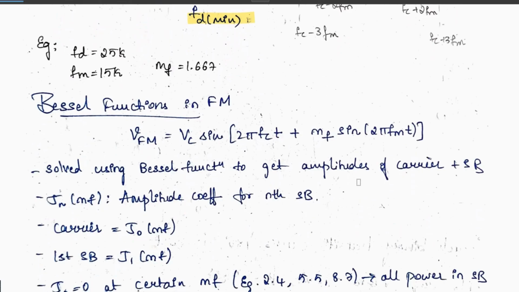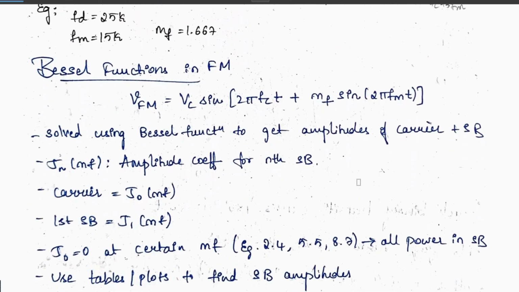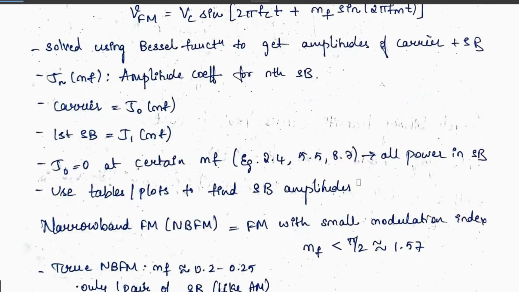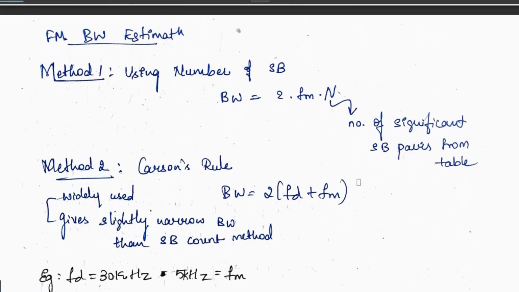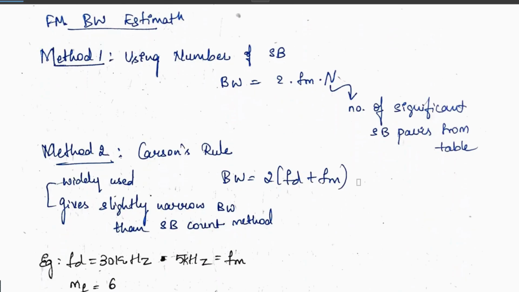Then the Bessel function in FM is also used in a problem. Just go through this if you need a concept to understand the Bessel function. Based on that, there will be a formula, and for that you need to work through a problem. Next is method 1. Using the number of significant sidebands, we have two methods to find the FM bandwidth estimation. One is that bandwidth is 2 times FM times N, where N is the number of significant sidebands taken from the table.